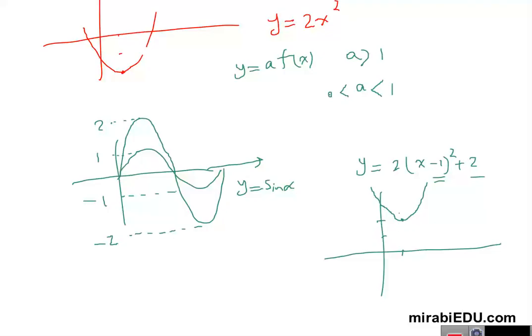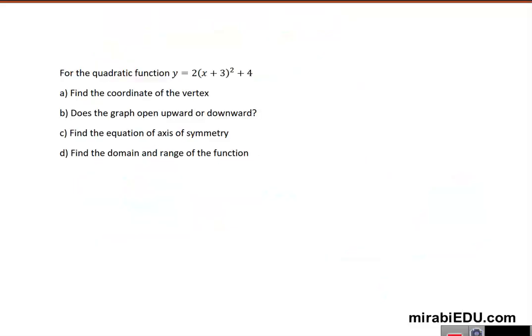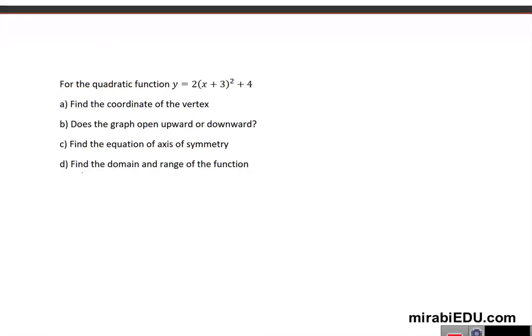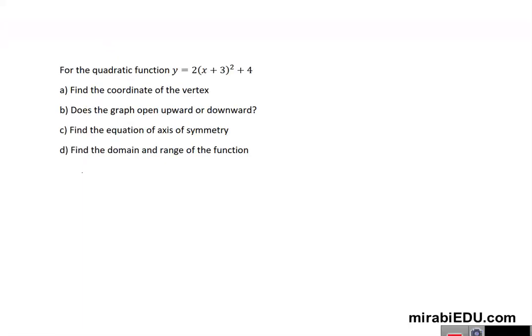Okay, now we can go back to the question we had and solve it. For the quadratic function, find the coordinate of the vertex. Now we know that this parabola, or quadratic function, is translated 3 units to the left and 4 units up. So the vertex is (-3, 4).